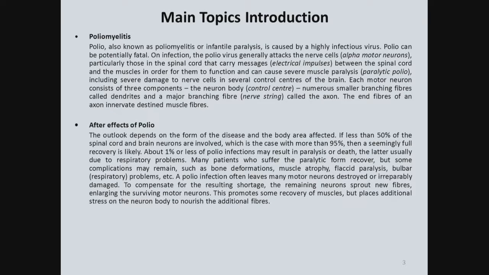A polio infection often leaves many motor neurons destroyed or irreparably damaged. To compensate for the resulting shortage, the remaining neurons sprout new fibers, enlarging the surviving motor neurons. This promotes some recovery of muscles, but places additional stress on the neuron body to nourish the additional fibers.